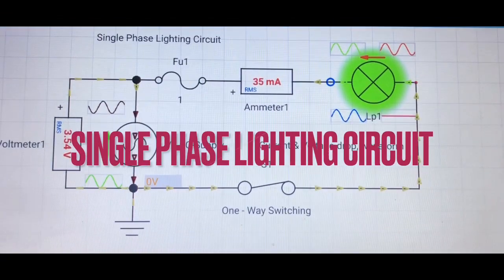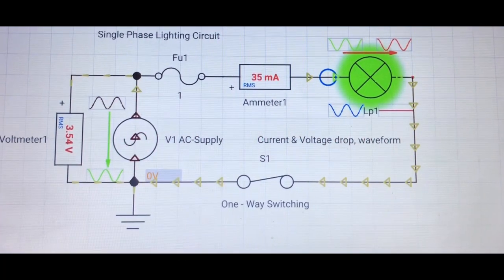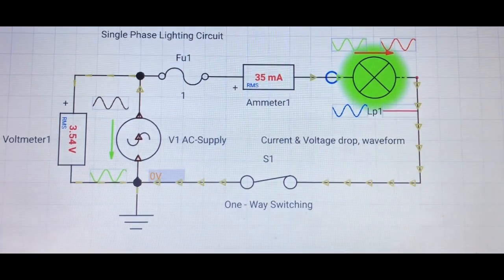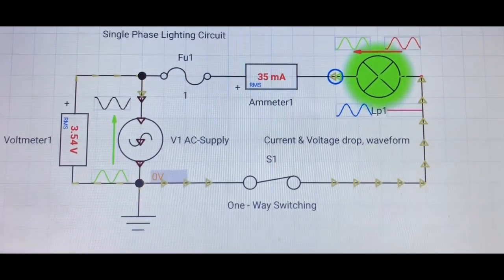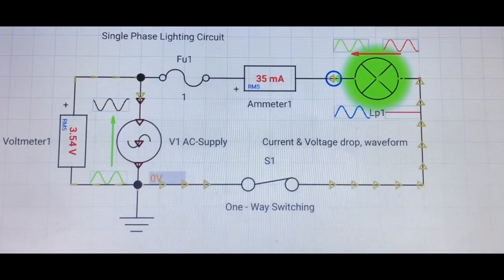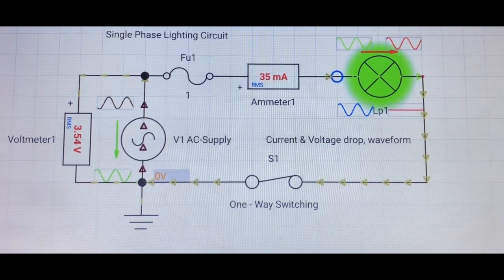And now see, when the one-way switch in the single-phase circuit is closed, the lamp lights up, with a value of 35 milliamps showing on ammeter 1, but the voltage across voltmeter 1 still shows the same 3.54 volt reading across the supply voltage in the single-phase lighting circuit diagram.